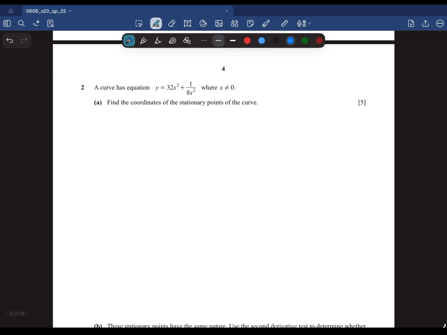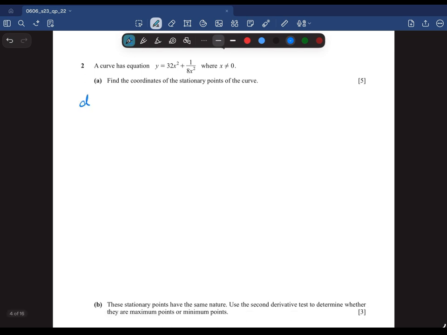Moving on, now we have differentiation. We need to find the coordinates of the stationary points of the curve. Find dy by dx. That'll be 64x plus 1 upon 8 x to the power minus 2. You multiply minus 2 with 1 upon 8, you get negative 1 upon 4, and you subtract 1 from the power, you get minus 4 upon x cubed. And you equate that to 0. Find the coordinates of the stationary points. There are multiple points.